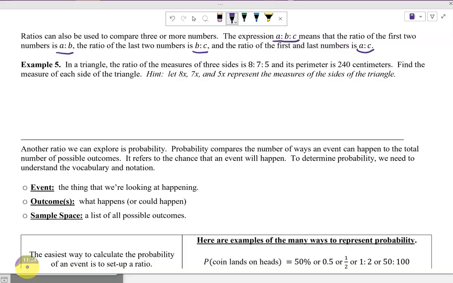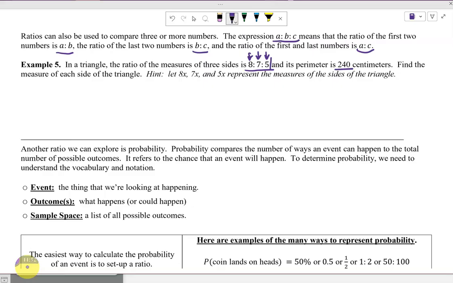In a triangle, the ratio of the measures of 3 sides is 8 to 5 to 7. So the 3 sides are 8 to 5 to 7, and its perimeter is 240. Well, this is the ratio of sides, 8 to 7 to 5. But if I add those together, 5 plus 7 is 12, plus 8 is 20. That's not 240.